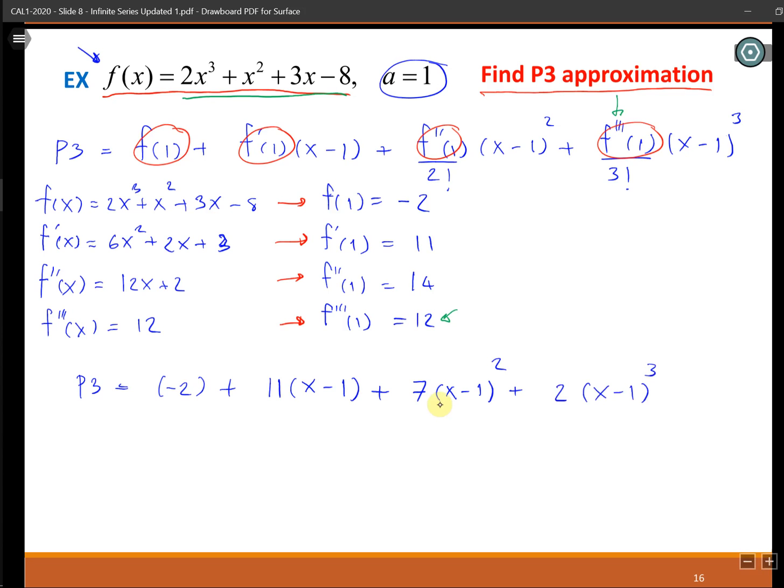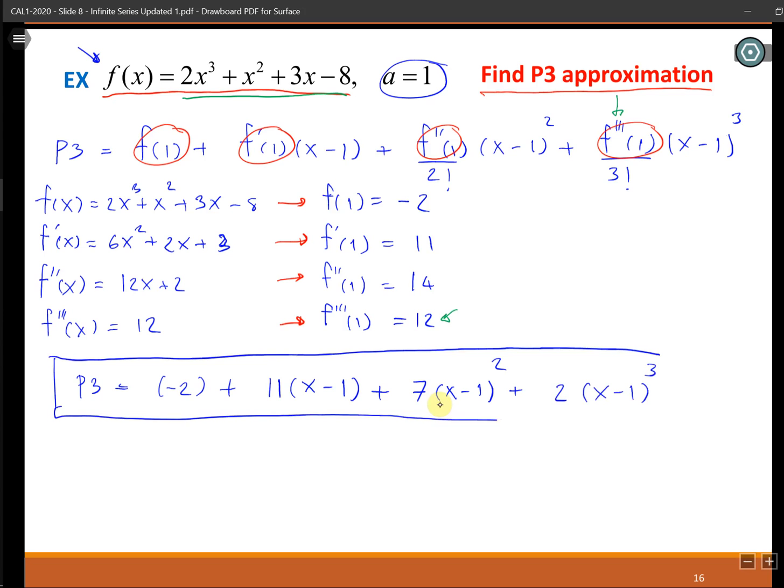Okay, so you can use this as the final answer because we worked out all the numbers already and we keep the pattern of the Taylor series just like it's supposed to be. Okay, so what we see right here is the P3 approximation of 2x cubed plus x squared plus 3x minus 8. And that is it for this example. And as you can see here, if you know what to do, it doesn't take long at all to complete this P3 approximation.